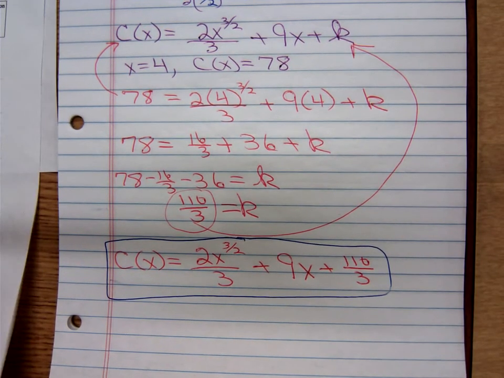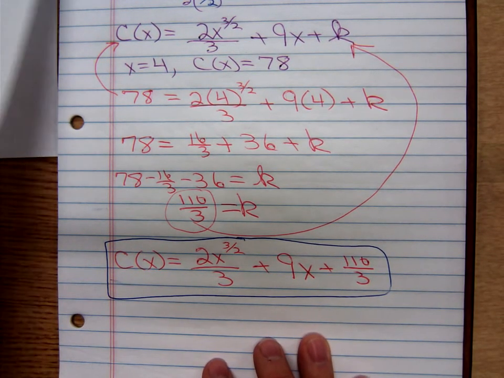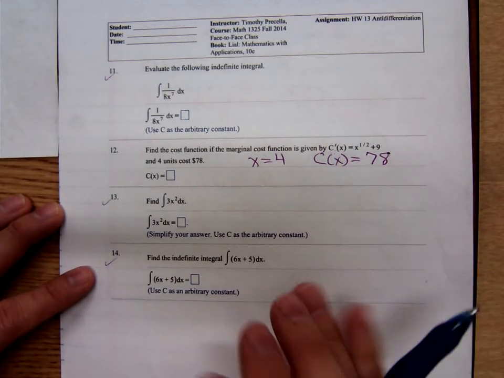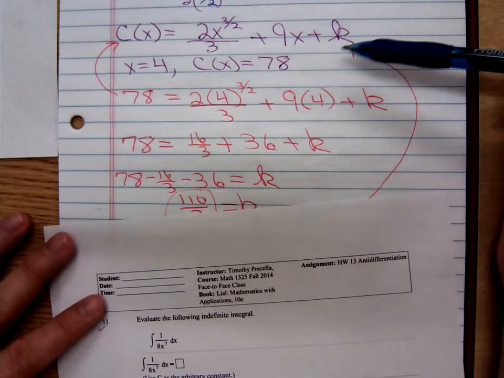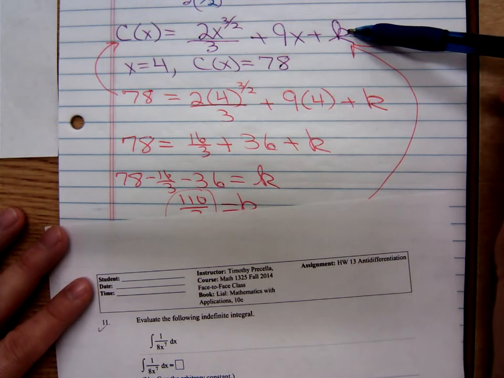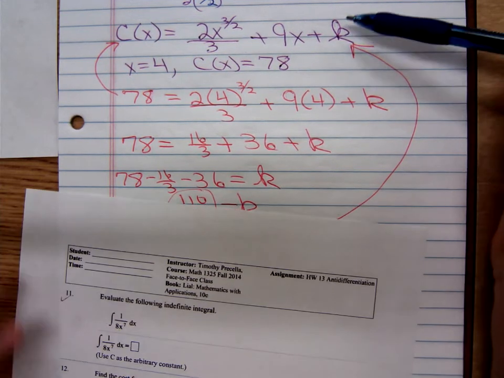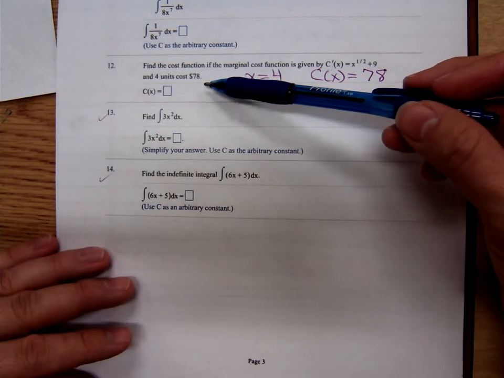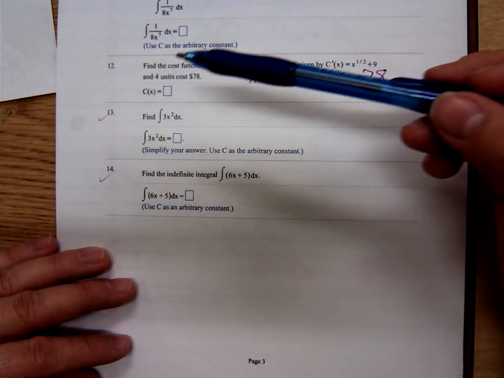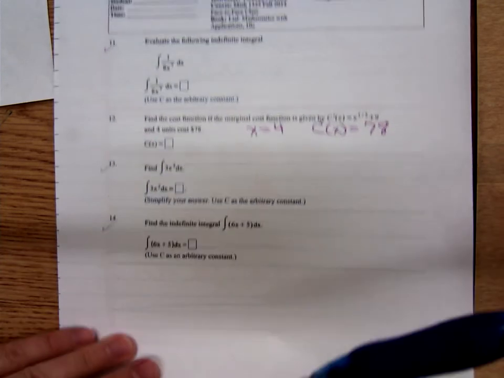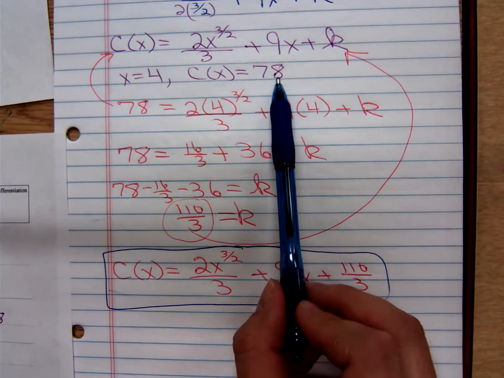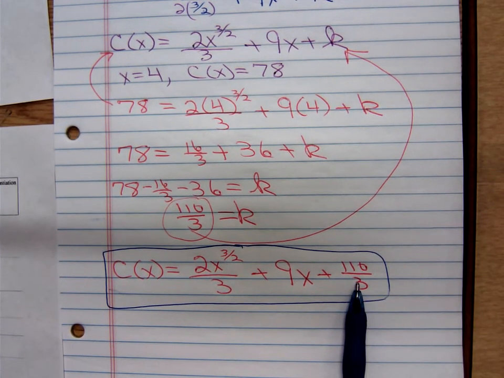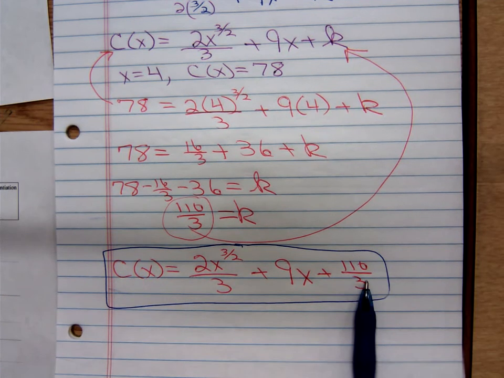For the word problems involving antiderivatives, they'll give you the derivative and you'll have to antidifferentiate to find the original function. But when you do, you're stuck with that constant of integration. In order to find the exact value of that constant, they have to give you the values for one specific point. Here they told us that 4 units cost $78. So you plug in 4 for x, 78 for c of x, solve for k, and our constant of integration turned out to be 110 thirds.